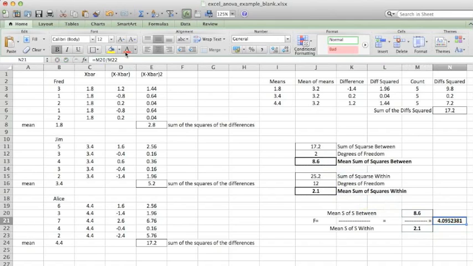The larger the value of the F statistic, the less likely it is that the means of the populations of the three groups are equal. So now it's up to us to determine whether this value of F is large enough to reject the null hypothesis that the means of the three populations these groups are drawn from are equal.